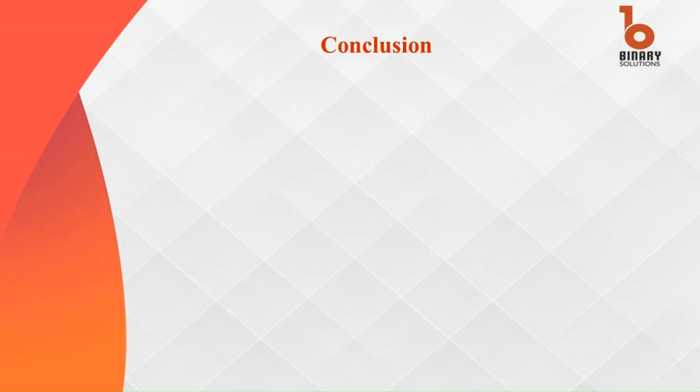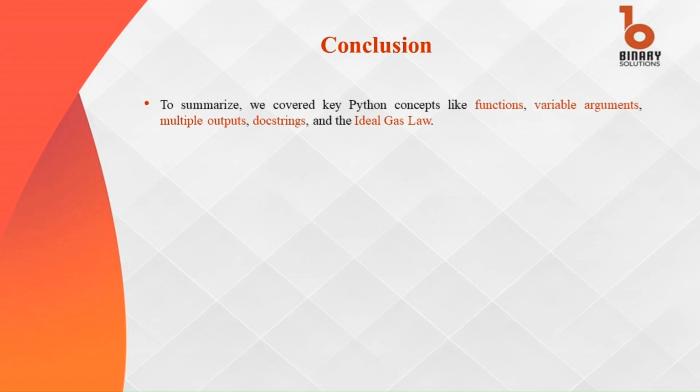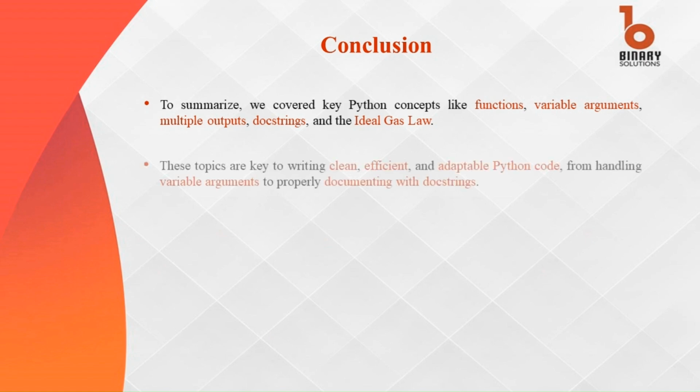In conclusion, we've explored some essential concepts of Python, including functions, variable arguments, multiple outputs, docstrings, and the ideal gas law. These topics are foundational to writing clean, efficient, and flexible Python code that can handle diverse situations, from accepting arbitrary numbers of arguments to documenting your code properly with docstrings.